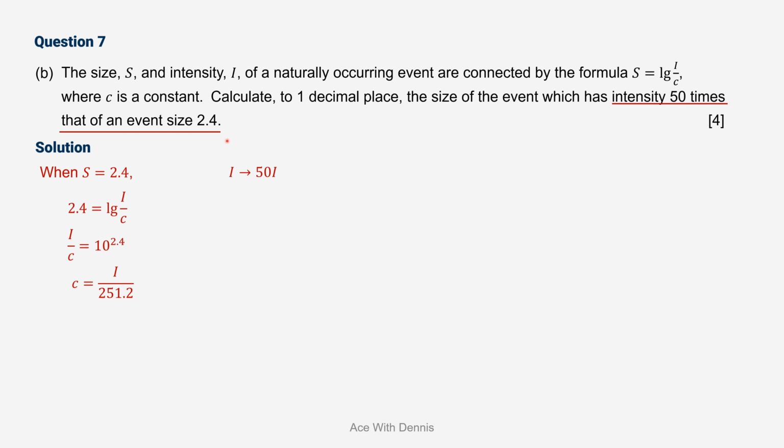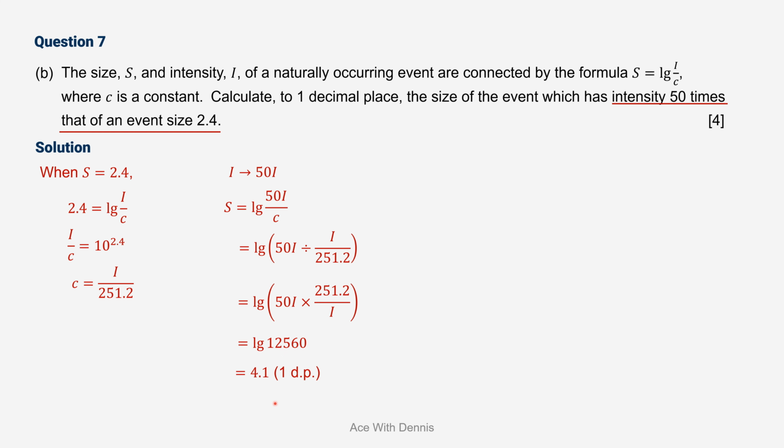Now, when the intensity becomes 50 times the original intensity, when the size is 2.4, the S will be equal to log 50I over C. Now C will be I over 251.2. So substitute inside here, it becomes 50I divided by I over 251.2. So change the division to multiplication, and the I can cancel with I. So 50 times 251.2, it becomes log 12,560. I will press the calculator. For this value, I'll get 4.1, rounded to 1 decimal place. Hence, this will be the answer.